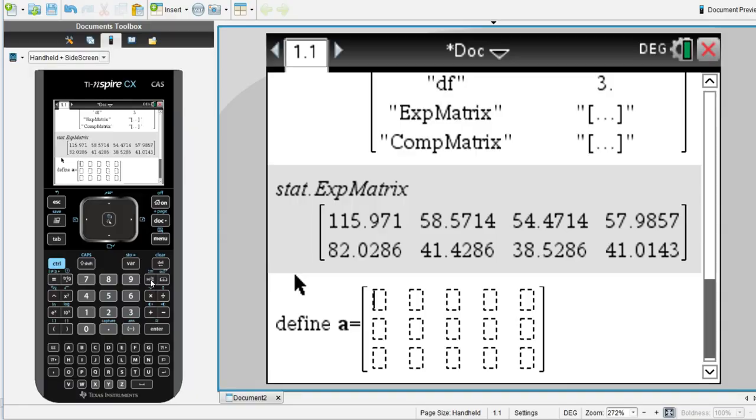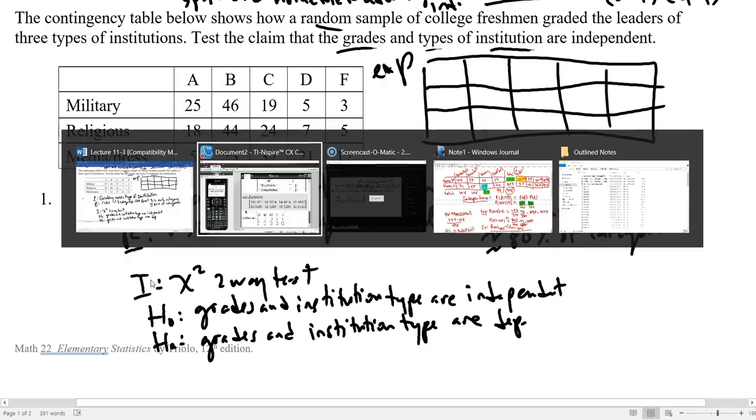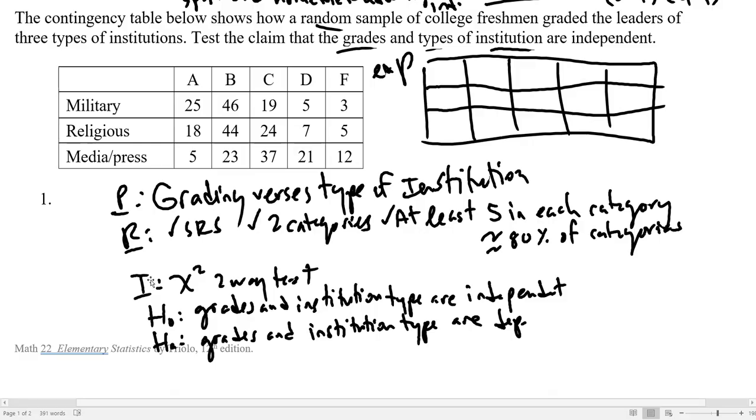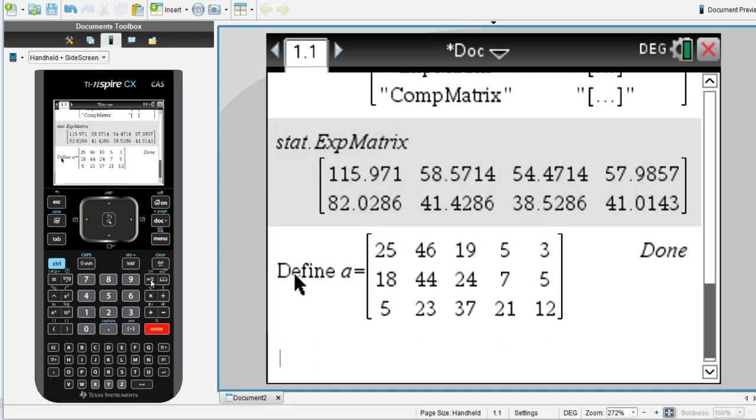25, 46, 19. 5, 3. This was a 7 and a 5. 18, 44, 24. And 5, 23, 37. 21 and 12. That is the most complicated part about running this test. And it's now done. It even said, done. Makes you feel good, right?